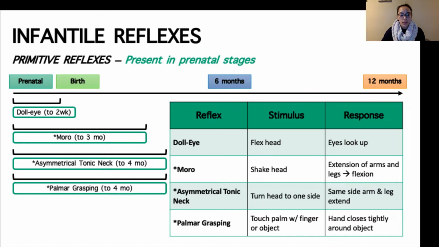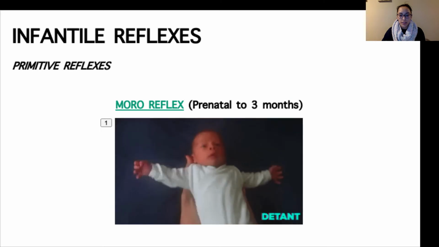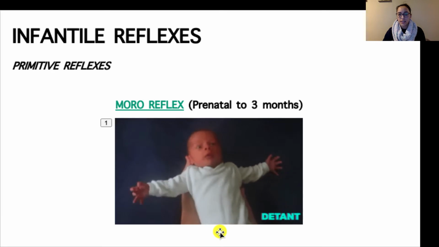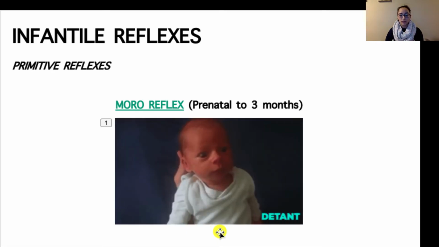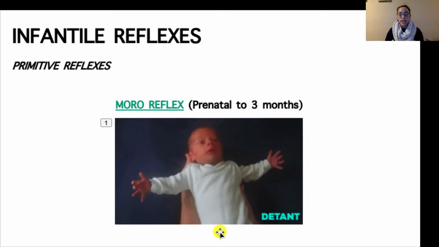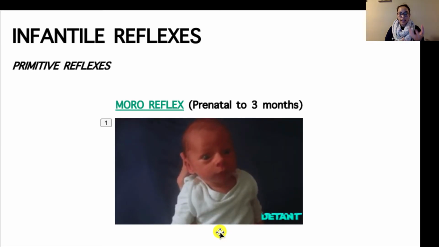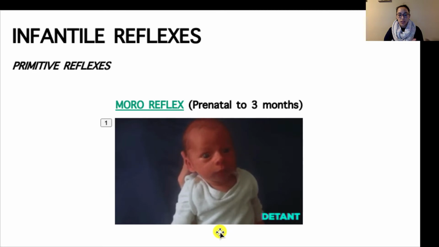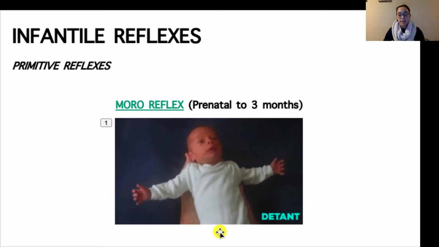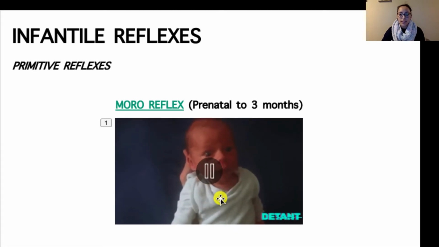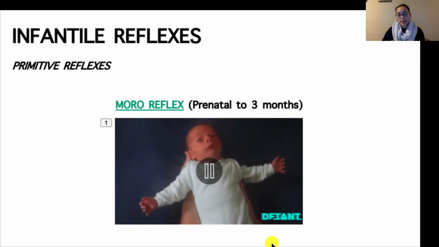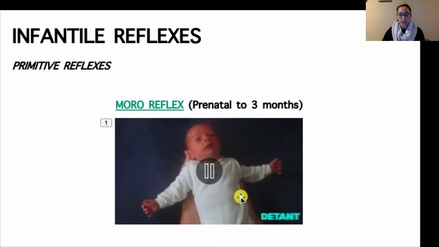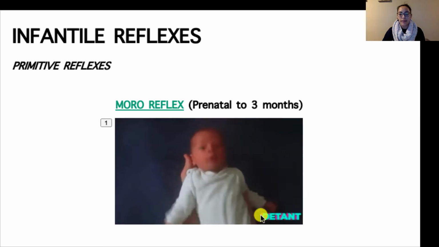We'll go through the Moro reflex and give a visual representation. Usually the starting position is a supine position, as you see in the video, and the baby is often elevated from a surface. The stimulus is to shake or quickly change the position of the head. The response that we see is the arms, you can't see the legs, but arms and legs extend, and then that's followed by flexion of those appendages back into the body.